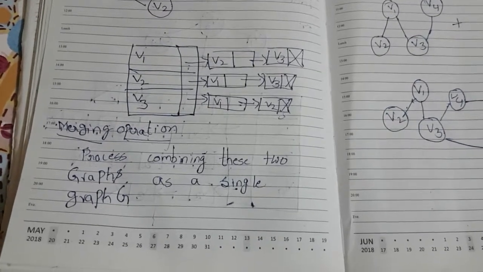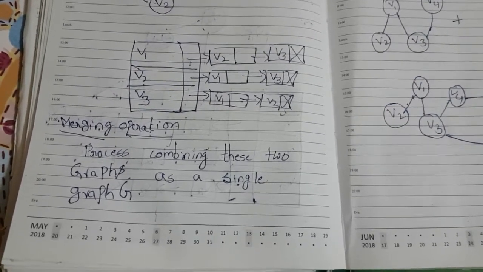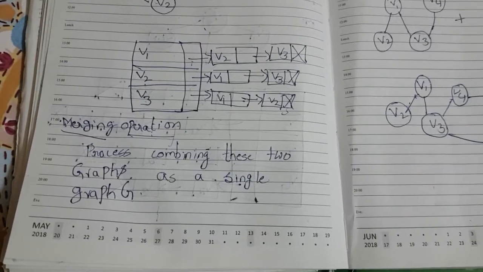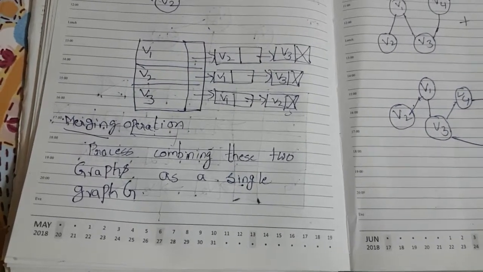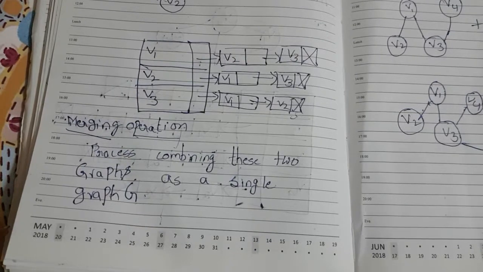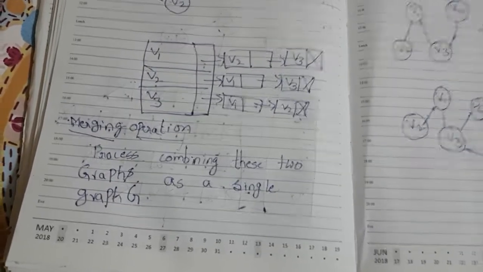Process of combining. What are you combining here? We are discussing the graph, so you are combining graphs. The process of combining these two graphs as a single graph.